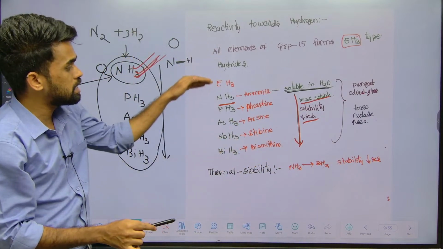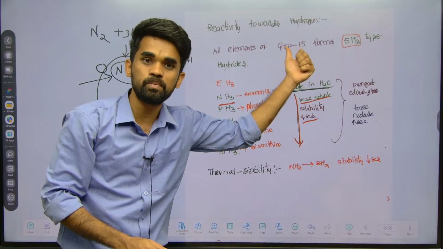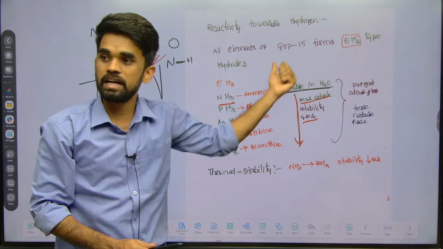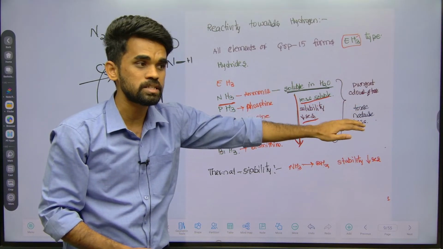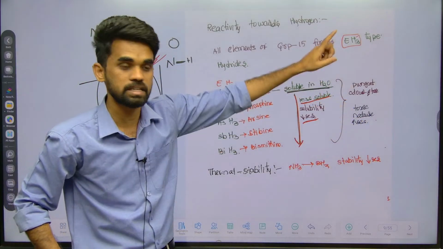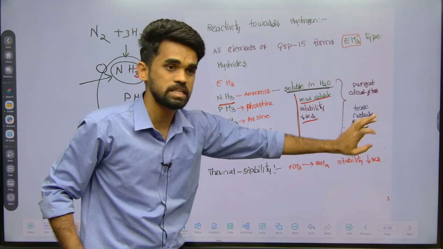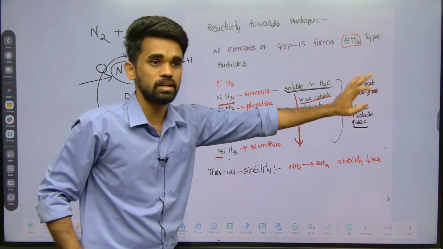All these hydrides are toxic in nature. What is the name of this group? Pnictogens. Why are we calling them pnictogens? Because the hydrides of these group 15 elements are poisonous. So you can say they are toxic in nature. And down the group, what happens to the toxicity? Increases. So this one is more toxic. Toxic nature increases down the group, and these have a pungent odour along with toxic nature.